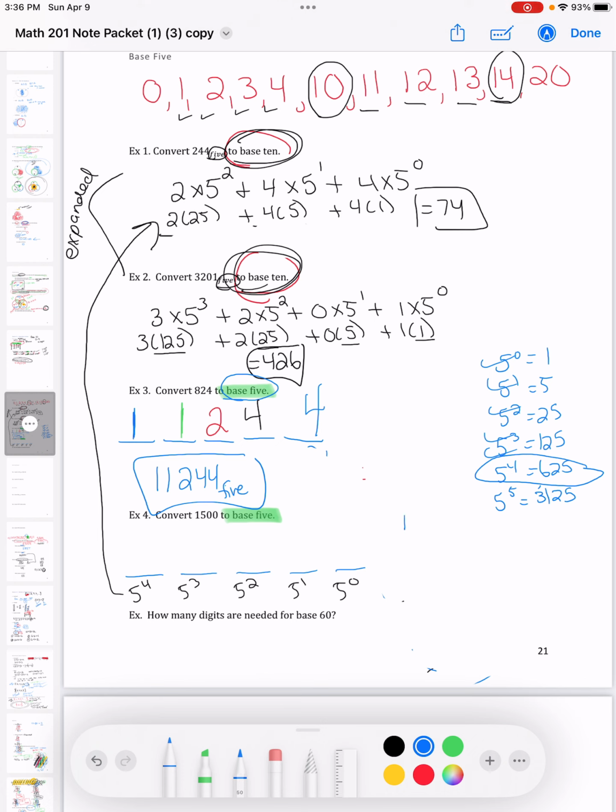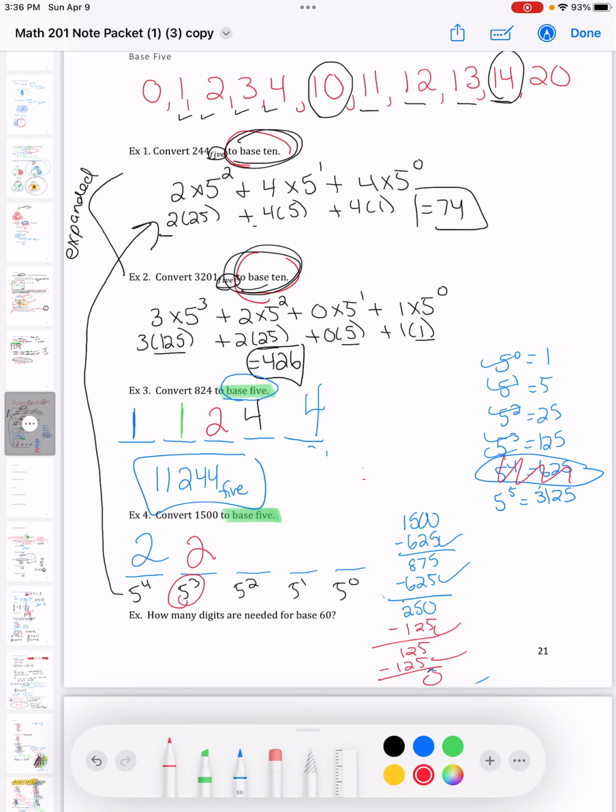So I'm going to start with 1,500. And I'm going to subtract 625 as many times as I can. This time I can subtract more than once. You keep going until you're at a number less than 625. So I subtracted twice. Now I'm going to go down to 5 cubed. So I'm going to subtract 125. And I do that twice. And now I'm left with 0.